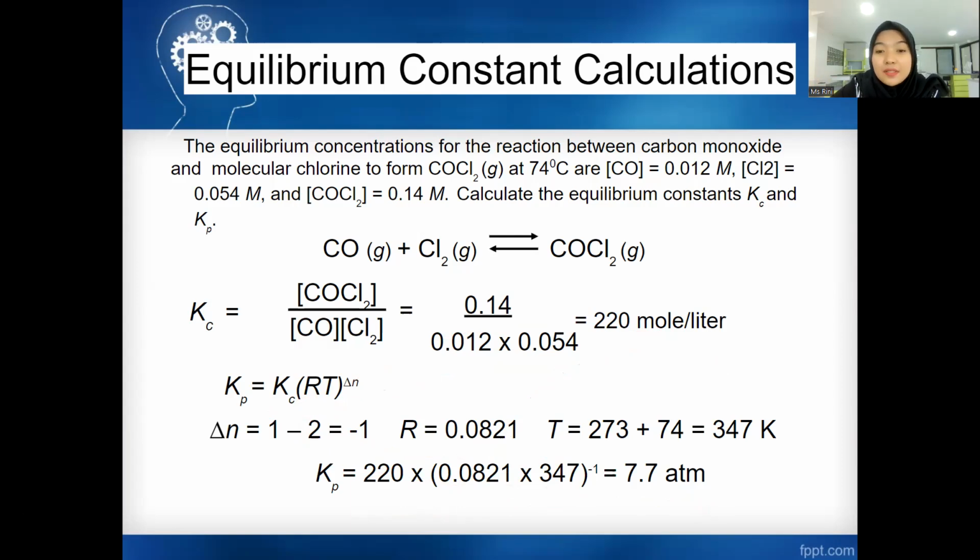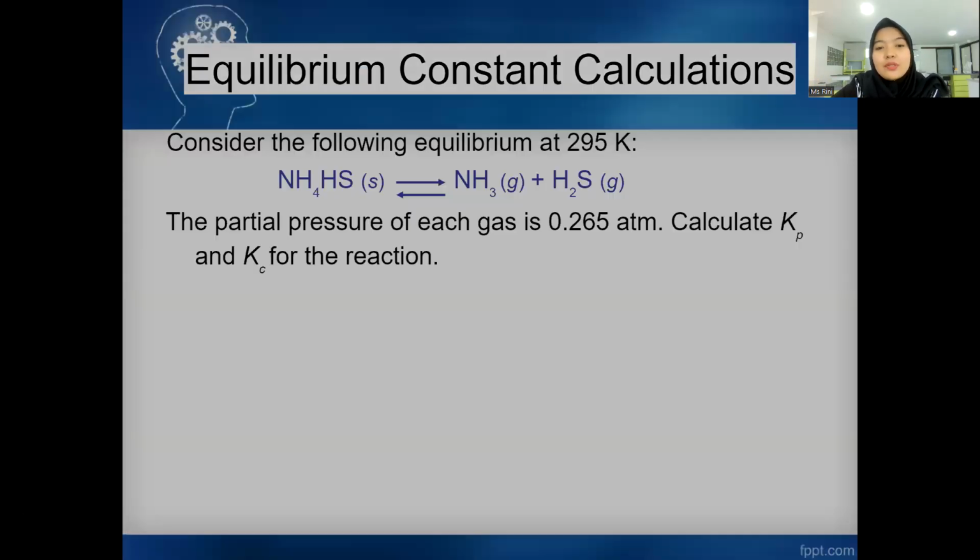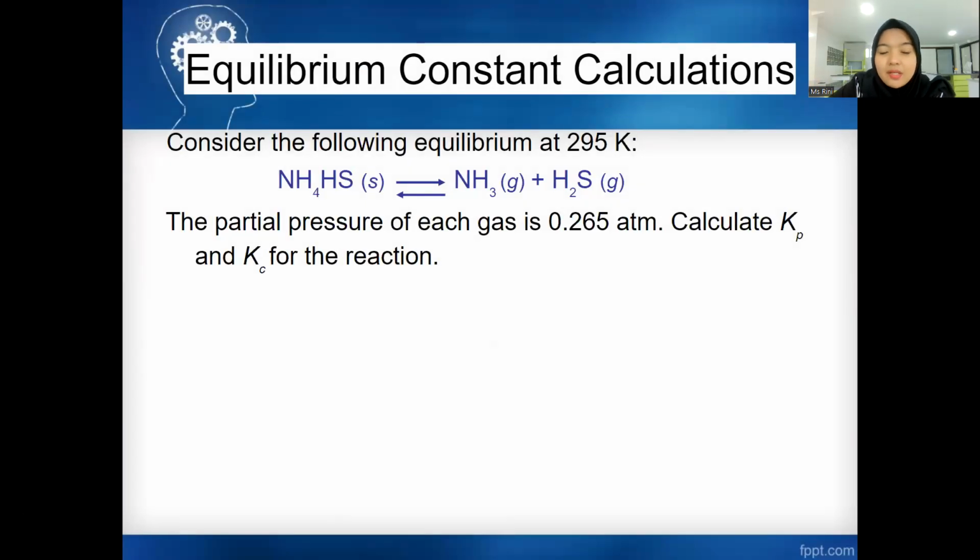All right, it's your turn to practice now. I show you the next problem. From this case, we can see the question is asking about Kp and Kc, the same, but the difference is we know the pressure of each substance here. So how to solve this problem? Do you have any idea? Now it's your turn to practice.